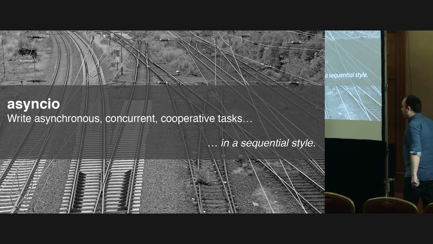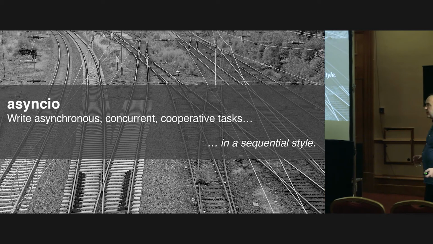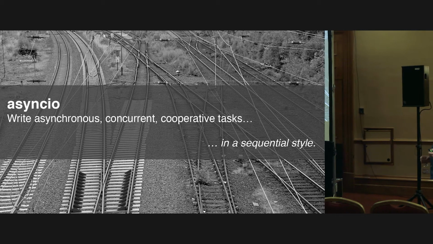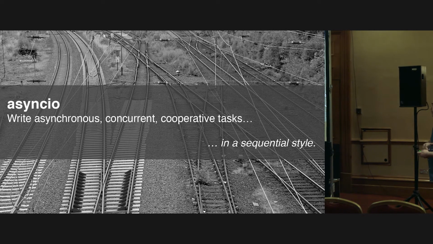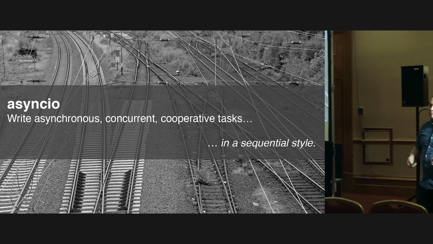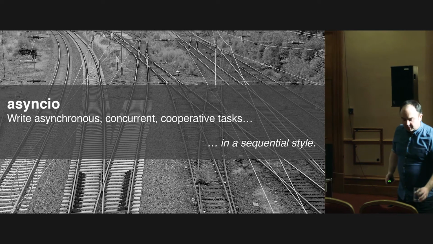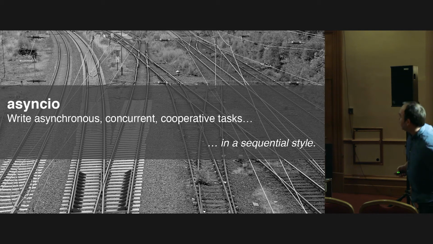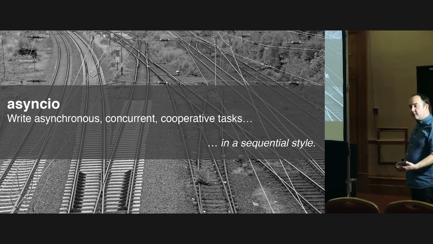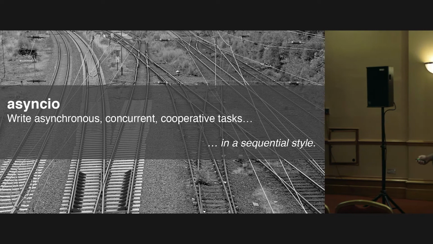So Async IO and the new tools in Python allow us to write asynchronous, concurrent, cooperative tasks. And I guess the big selling point of this stuff is it allows us to write our programs in a sequential style. Right? We don't have to get too hung up on the fact that multiple things are happening concurrently. And for a large part of the time, we can effectively forget about that, which is great.